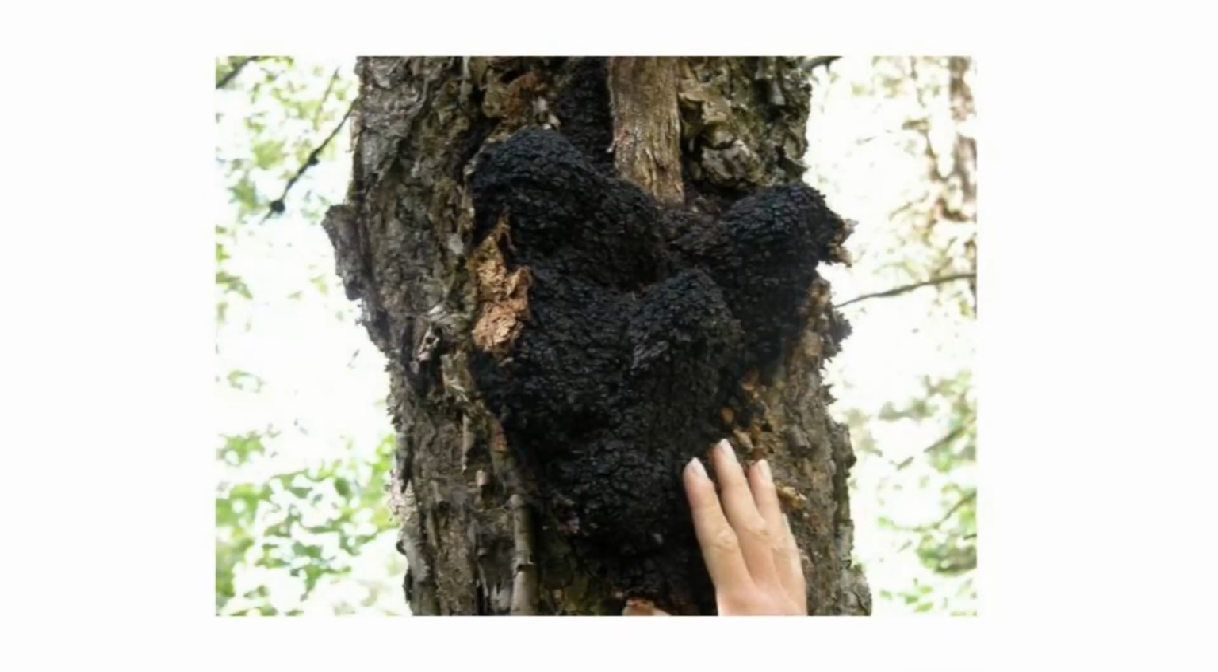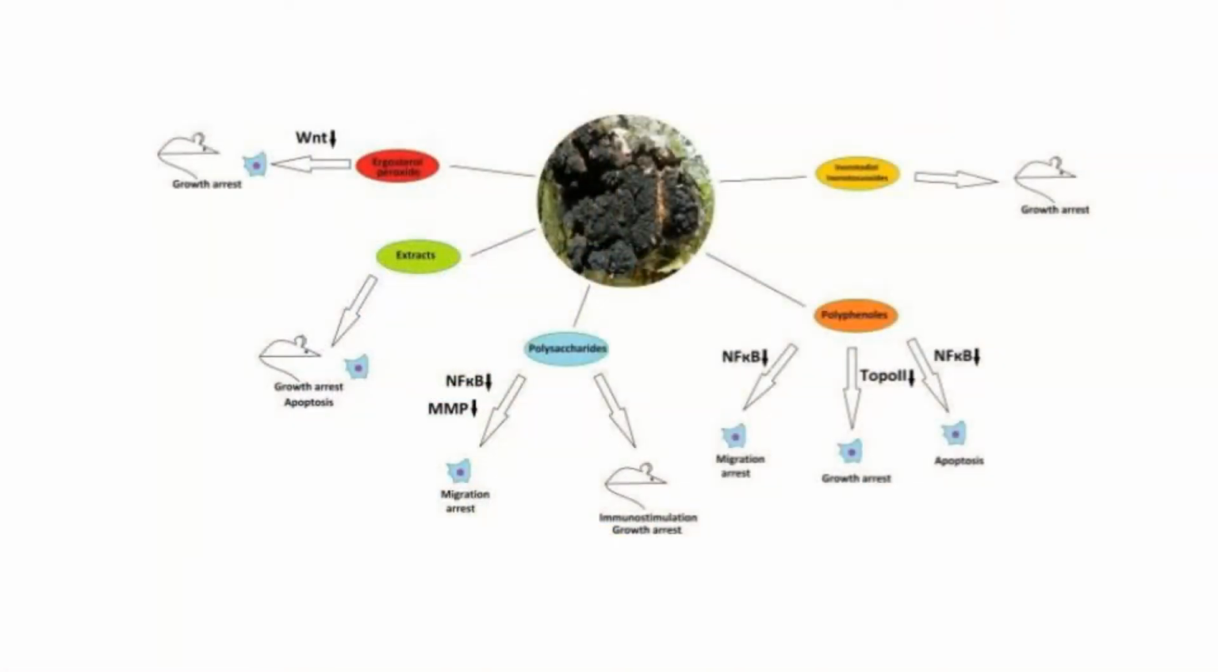Chaga mushrooms grow on birch trees in cold northern climates. They have been used in Russia, Japan, China, and Korea as a cancer treatment. They have been found in recent studies to have immune regulatory effects as well as many cytotoxic effects. They have been tested on both HeLa cells and mouse models. Many different compounds in the chaga mushroom create these effects, including growth arrest, apoptosis, and immunostimulation.